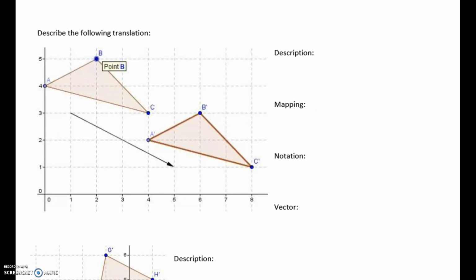So let's do some examples together. Here I've got a triangle and it has been shifted to the right and down. Let's take a look at point B and see what happens as we go from point B to B prime, our image of B. So B, we went 1, 2, 3, 4 units right, and then 1, 2 units down.